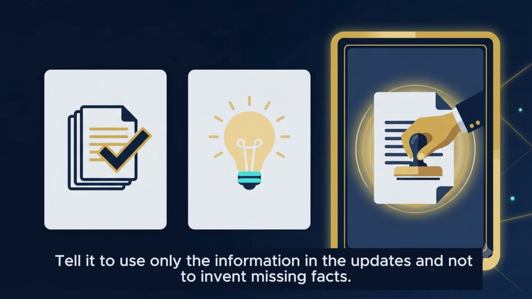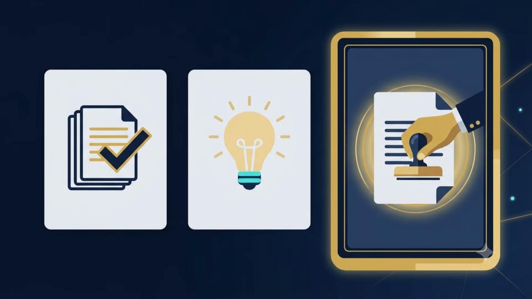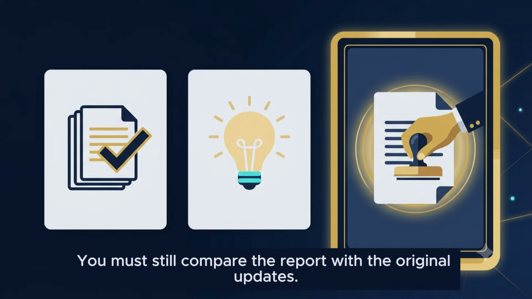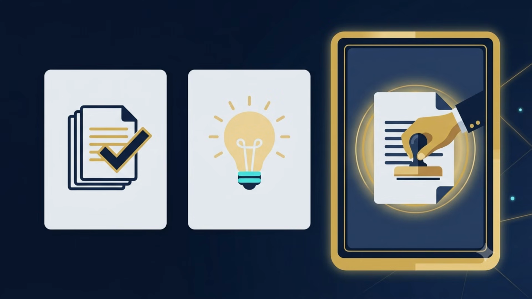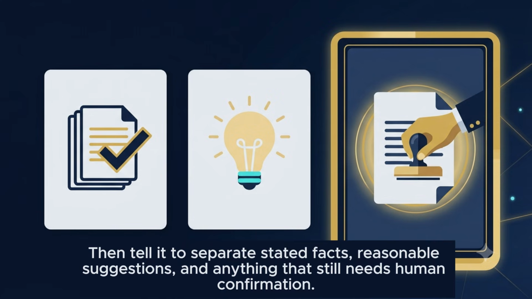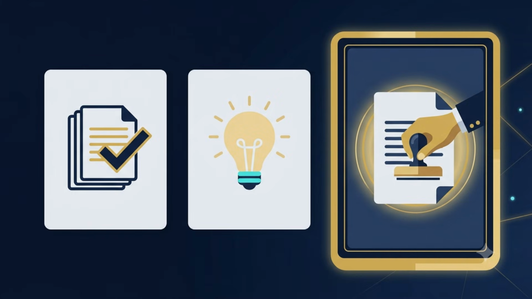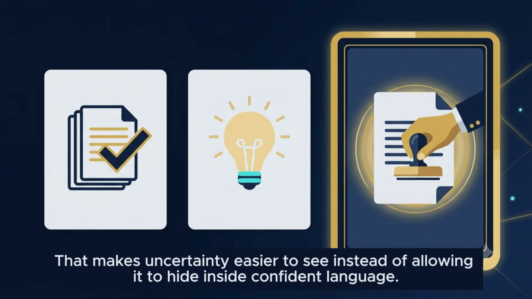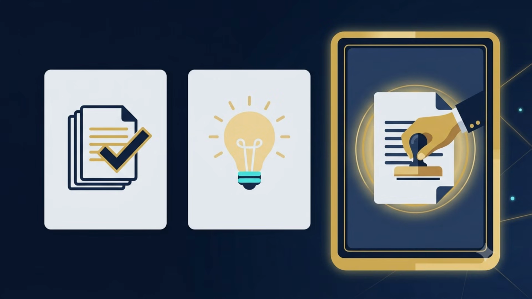Tell it to use only the information in the updates and not to invent missing facts. This does not guarantee accuracy. It makes the expected boundary clear. You must still compare the report with the original updates. Then tell it to separate stated facts, reasonable suggestions, and anything that still needs human confirmation. That makes uncertainty easier to see instead of allowing it to hide inside confident language.